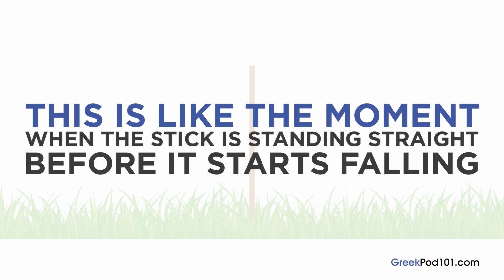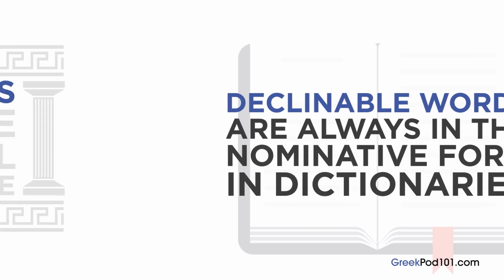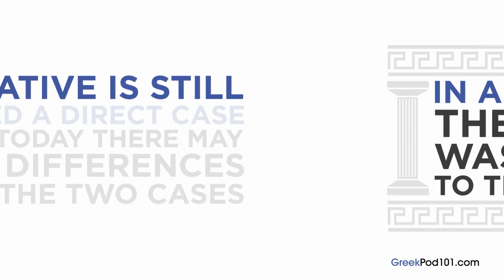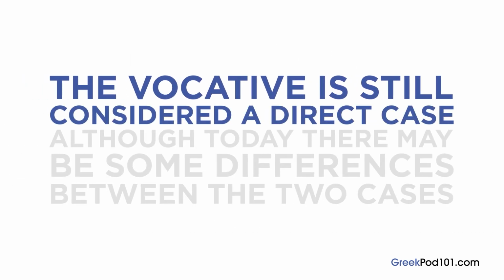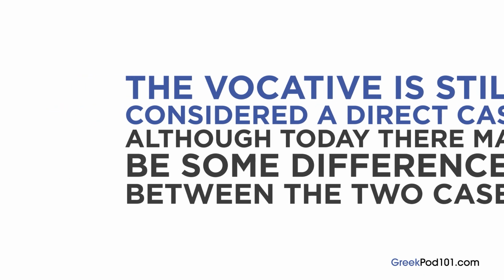This is like the moment when the stick is standing straight before it starts falling. Declinable words are always in the nominative form in dictionaries. In ancient times, the vocative was identical to the nominative. So the vocative is still considered a direct case, although today there may be some differences between the two cases.